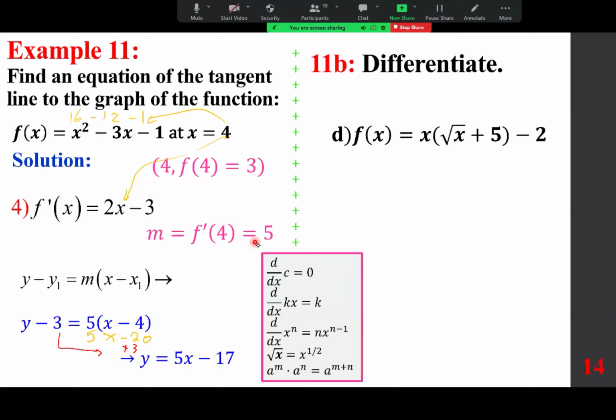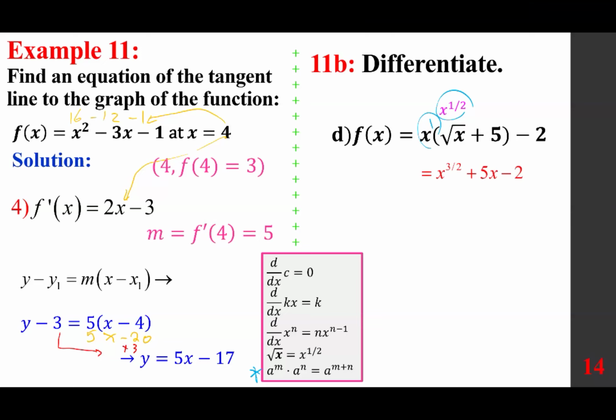We want to differentiate this, and I remind everybody that to do so, we have to change the square root of x to x to the power of 1/2. The exponent here is 1. So these two use the product rule, and it becomes x to the power of 1 plus 1/2, meaning 3/2, plus 5x minus 2.